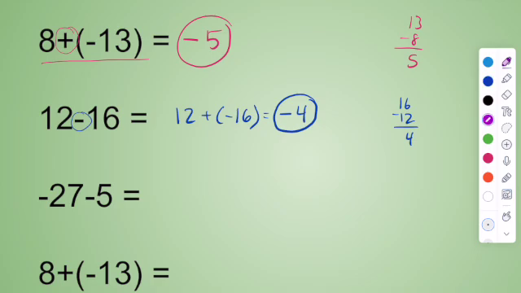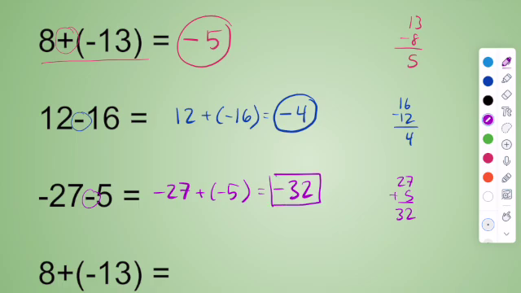Next up, negative 27 minus 5. Because it is minus, I need to act on subtraction and flip the second term. I'll rewrite it as negative 27 plus negative 5. Will my answer be positive or negative? Definitely negative because I have a negative and a negative. When there are 2 negatives, we need to add them together. 27 plus 5 gives me 32, but not positive 32. Negative 32 is our final answer.